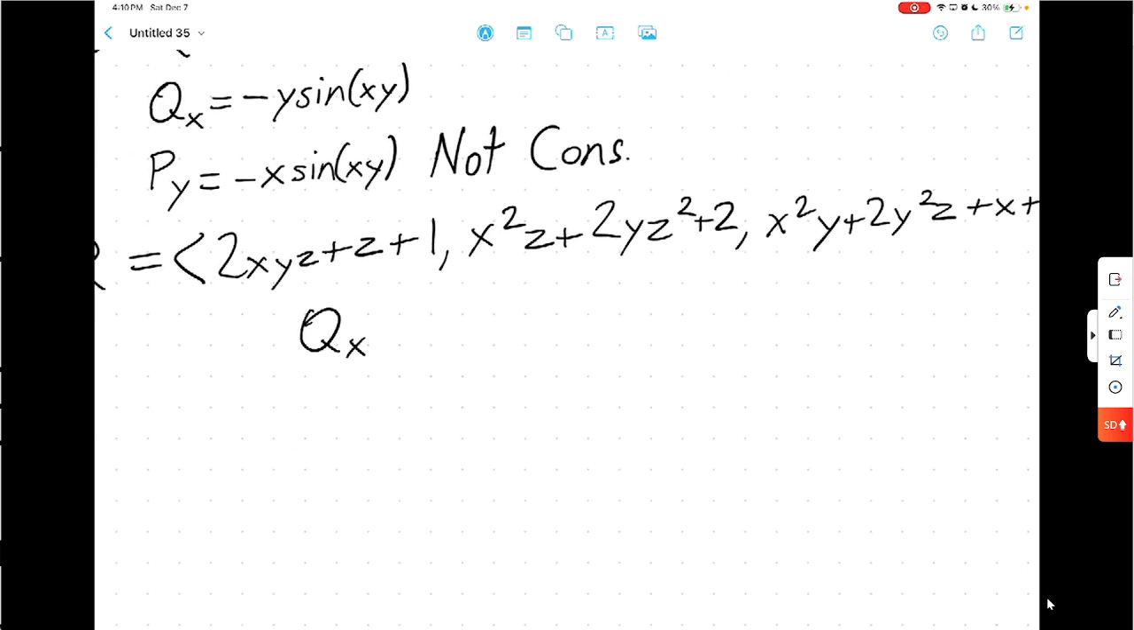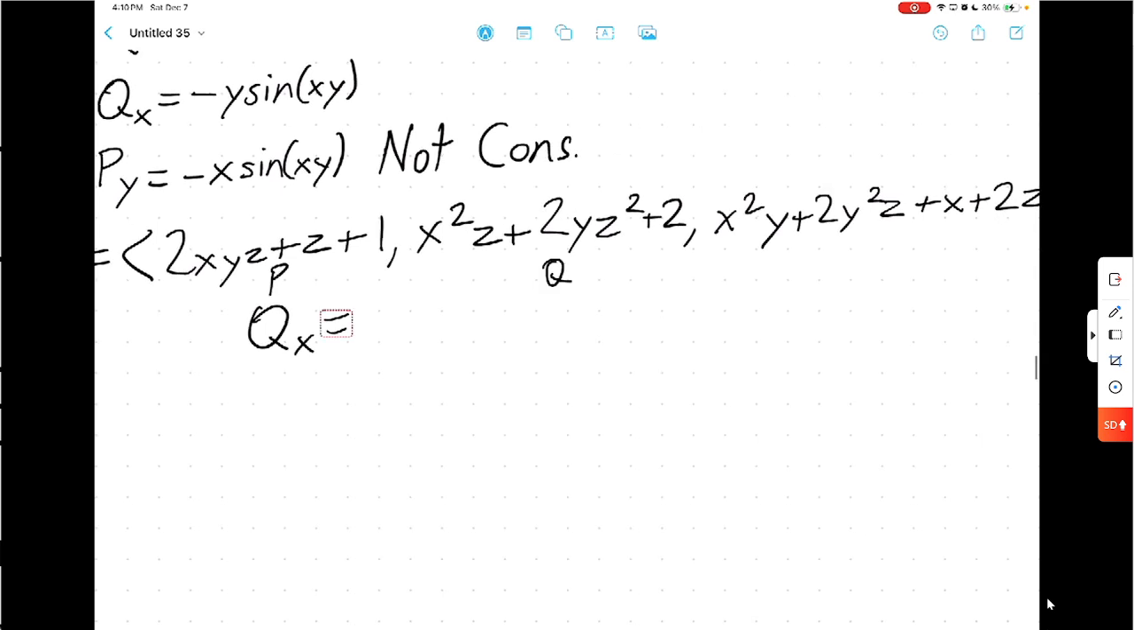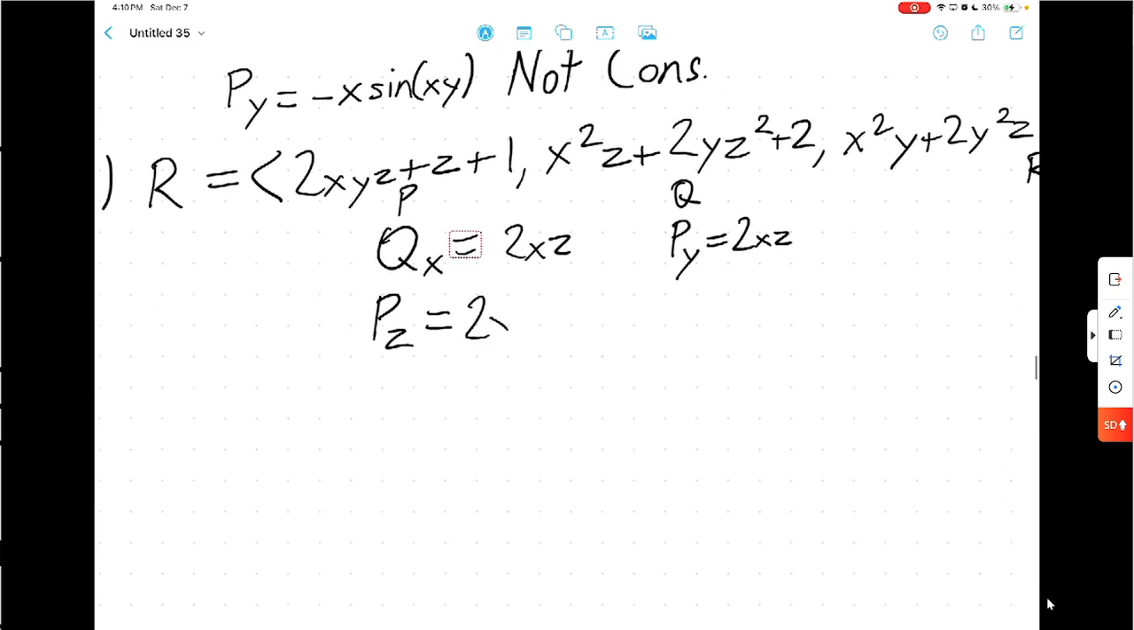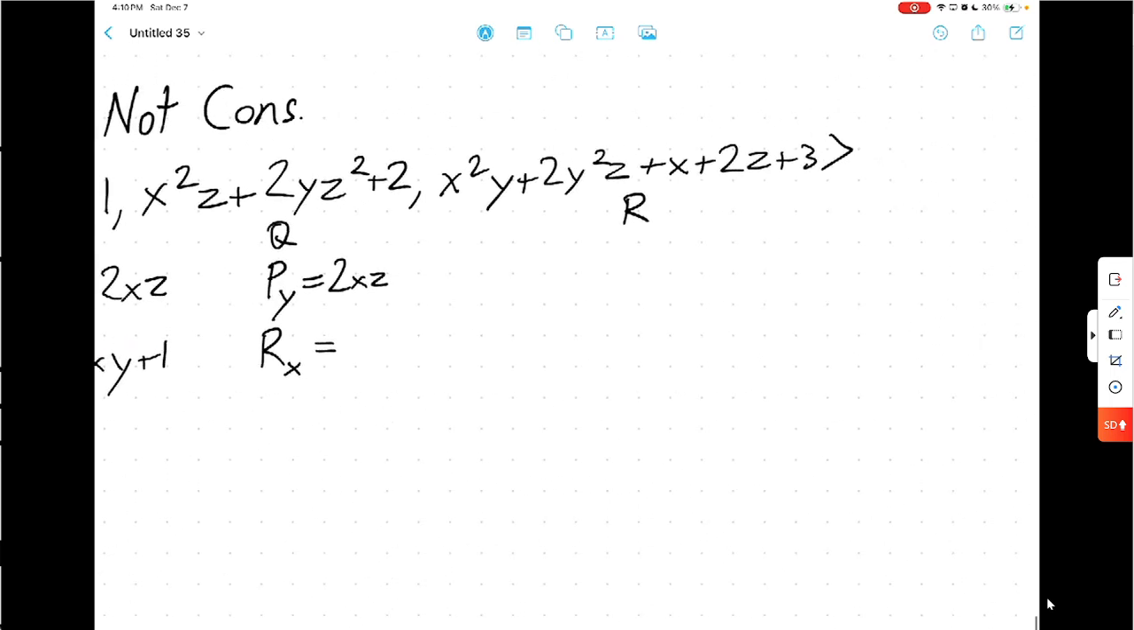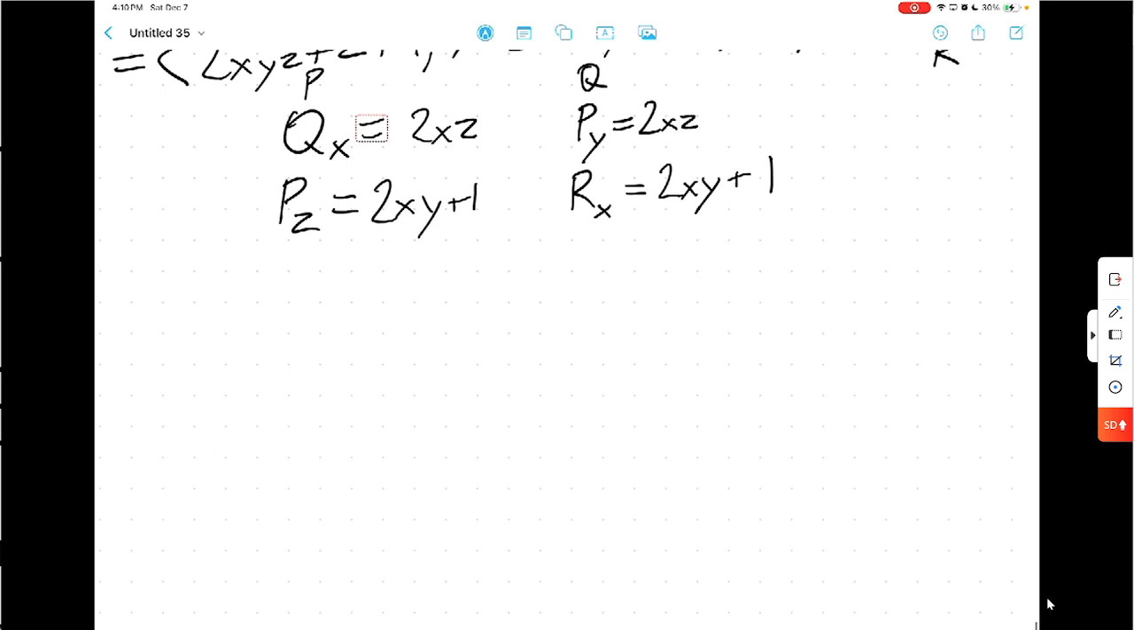Okay, this is p, this is q, and this is r. Q with respect to x is 2xz, and that's it. P with respect to y is also 2xz. So far, so good. P with respect to z is 2xy plus 1. R with respect to x is 2xy plus 1. And the rest is gone.